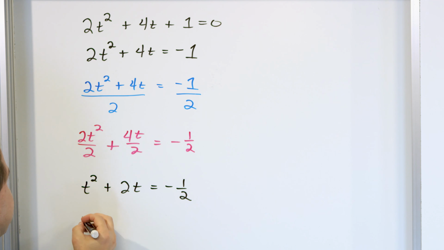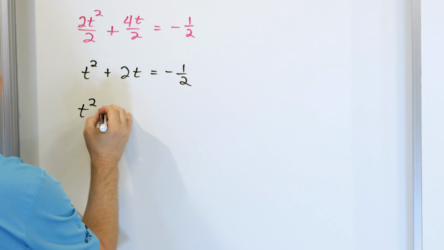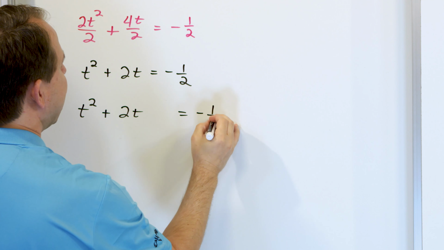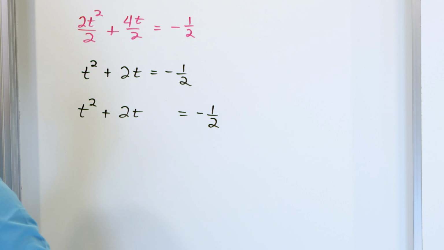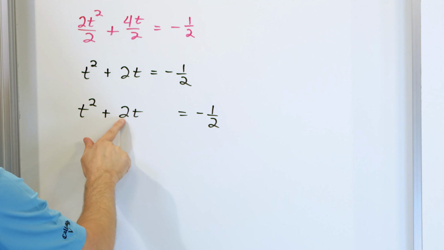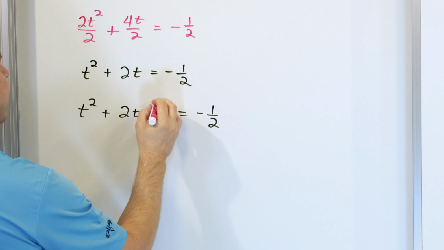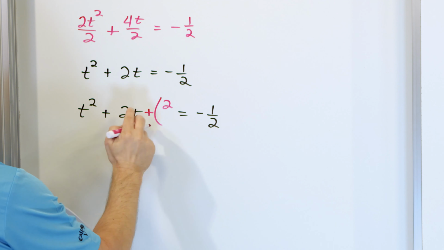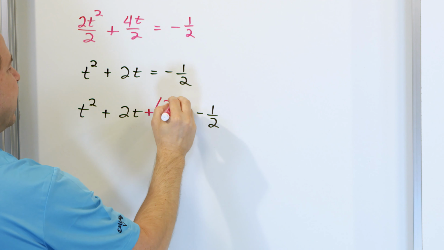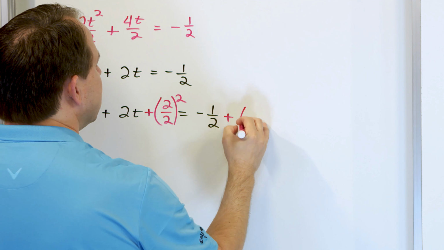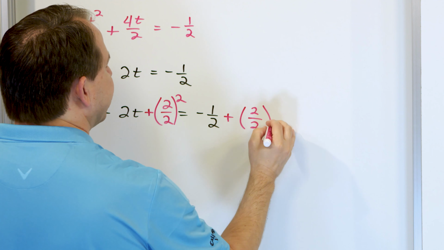Now, the next thing we're going to do is we're going to write down the equation again. t squared plus 2t equals negative 1/2. Just write the equation down again. And what we're going to have to do is take a look at this coefficient, which is a 2 in front of the t term, and we're going to divide that coefficient by 2, and take whatever we get from that and square it. We have to add that constant term to both sides of the equation.